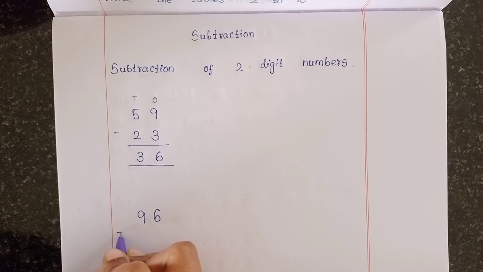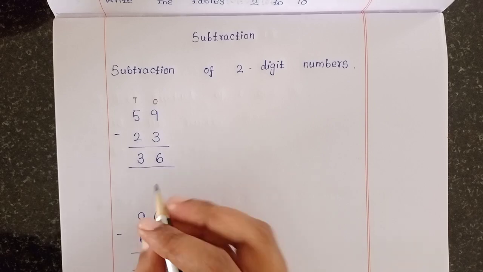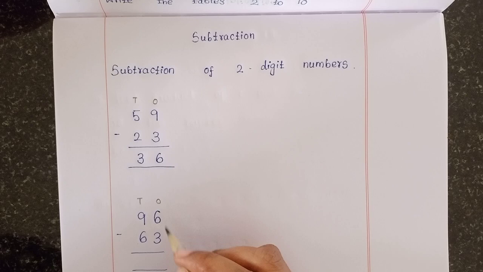Then 96 minus 63. Always mark the place first: ones, tens. Subtract the ones column. 6 minus 3. All of you take 6 fingers. Then you subtract 3. How many fingers remain? 3. So the answer is 3.